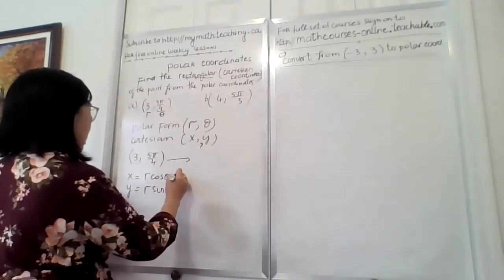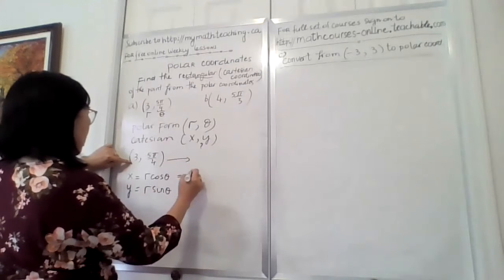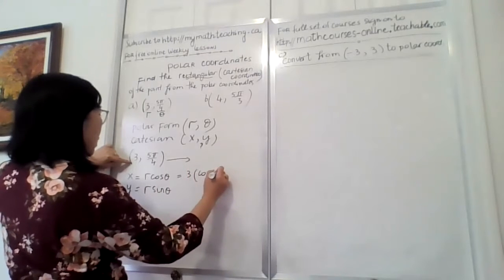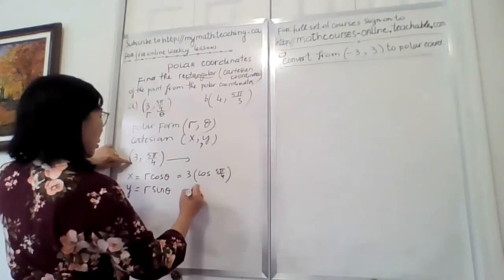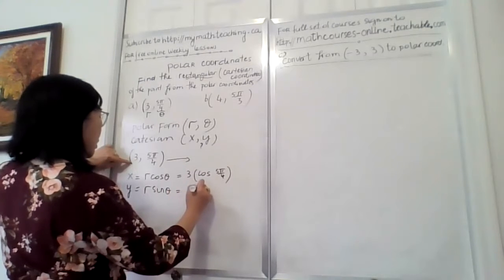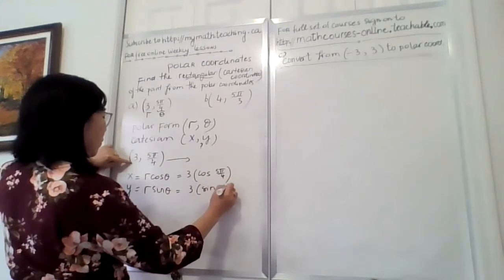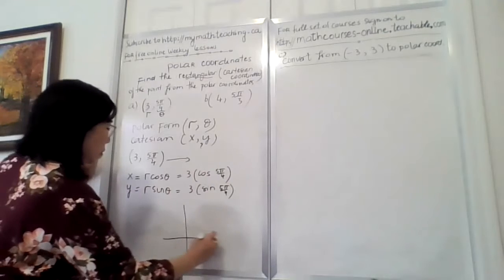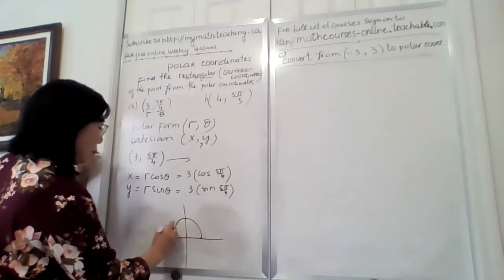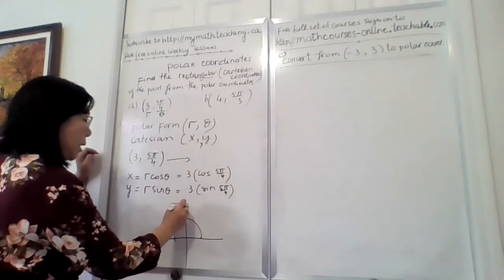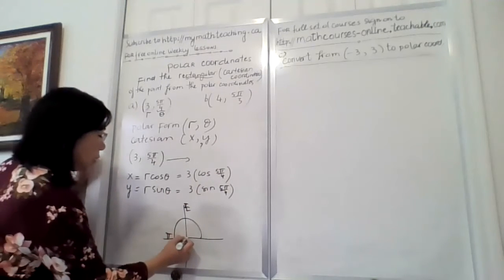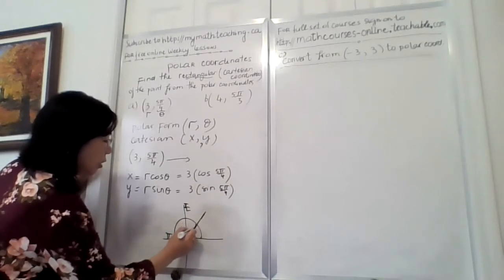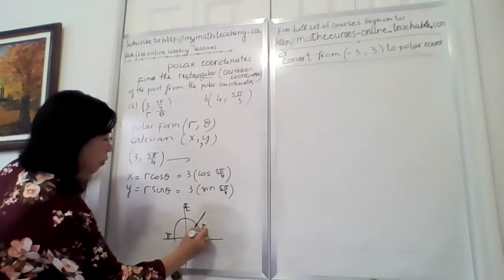So now our r here is 3. So x equals 3 times the cos of our angle, which is 5 pi over 4. And y is 3 times the sine of 5 pi over 4. So let's figure out what is the cos of 5 pi over 4. This is pi all the way from here to here. Divide by half, you have pi over 2. Divide this pi over 2 by half again, so this angle here is pi over 4.